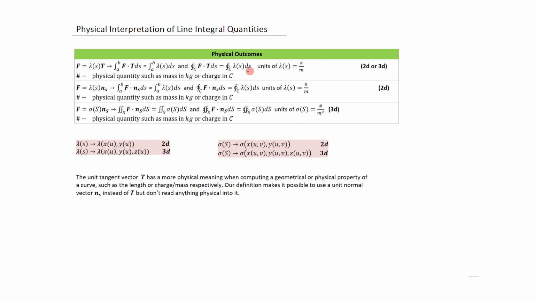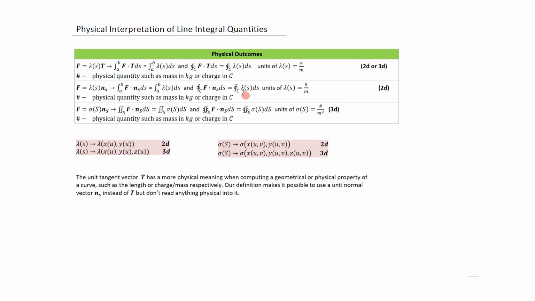And this represents nothing more than, for instance, whatever this lambda of s is, some physical quantity, such as a mass density at a given point on a curved line segment. Its units would be, in the case of mass, kilograms per meter, and if you integrate over the length of the curved line, that gives you the total mass on the curved line. We could have also used charge instead of kilograms if we're interested in the properties of charge on a curved line. So this would be for the case of 2D or 3D if we're dealing with the unit tangent vector.